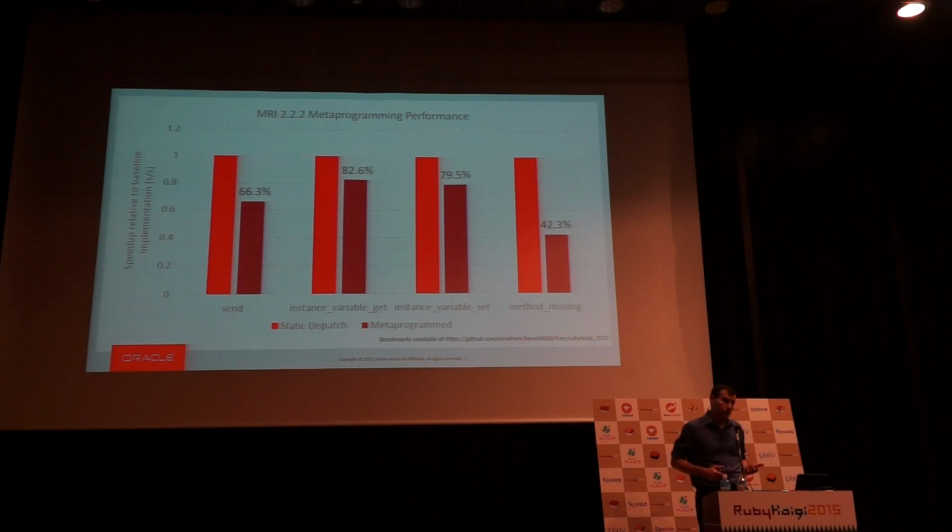And what we can see is for method dispatch, it's about 2/3 as slow, or 2/3 the speed to call with send. Instance variable getting and setting are roughly the same. I mean, there's a hit there, but these are also optimized calls in the YARV bytecode instructions. But for method missing, there's a pretty substantial hit here.